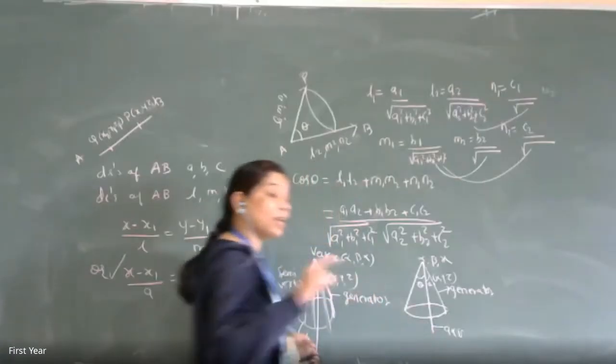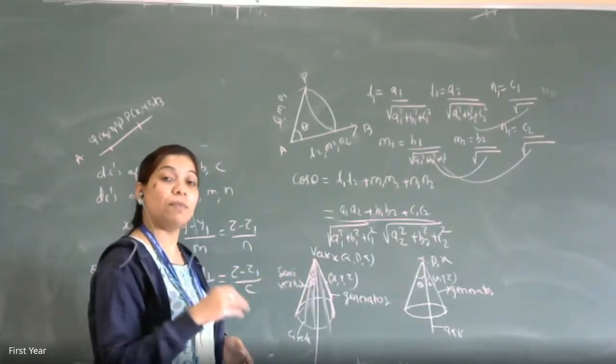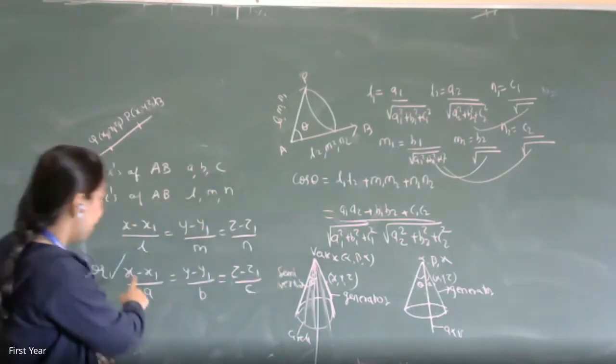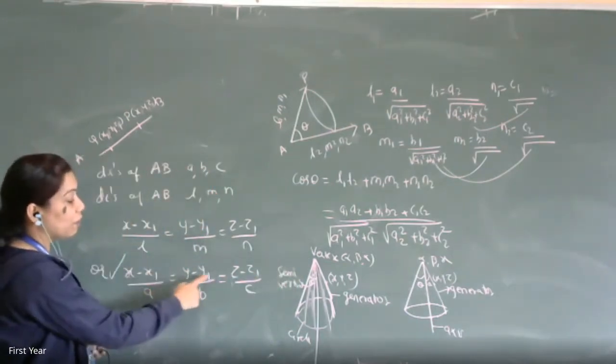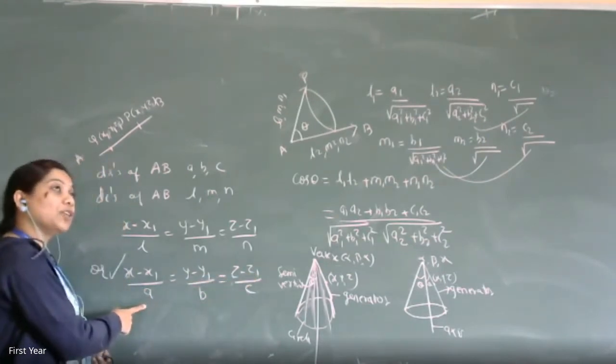Yes. Axis equation will be given to you. There are different ways of giving it. Axis equation will be given to you, which will be in symmetrical form. They will be giving you in this form: x minus x1 equal to y minus y1 equal to z minus z1 upon a, b, c. So, do you know the direction ratios of axis?